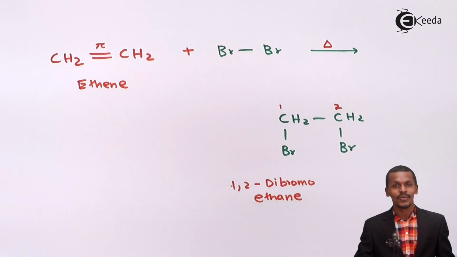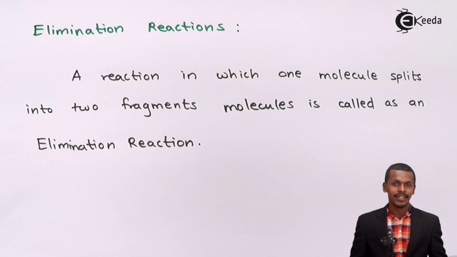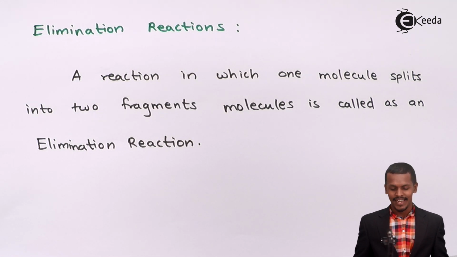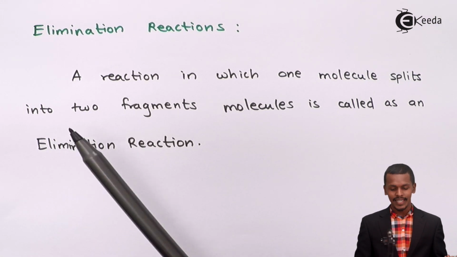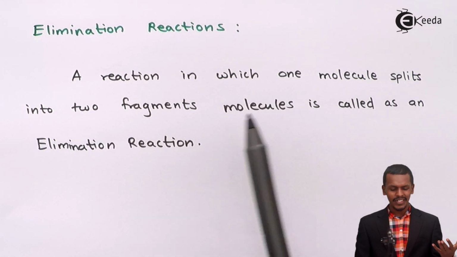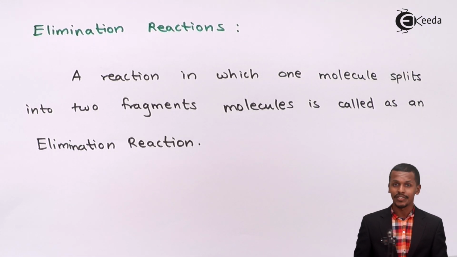Now let us move on to the next one. We are going to talk about the third type of reaction included in this overall topic, and it is the elimination reaction. So what is an elimination reaction? Let us talk about it. By definition, a reaction in which one molecule splits into two fragment molecules is called an elimination reaction.